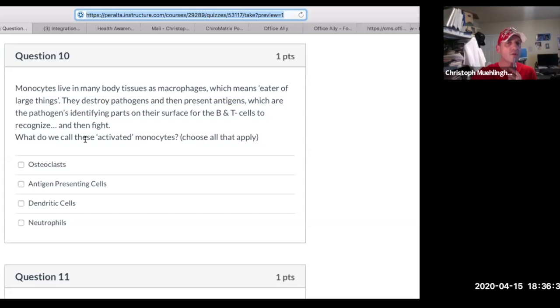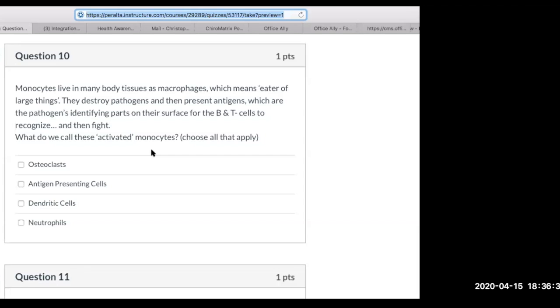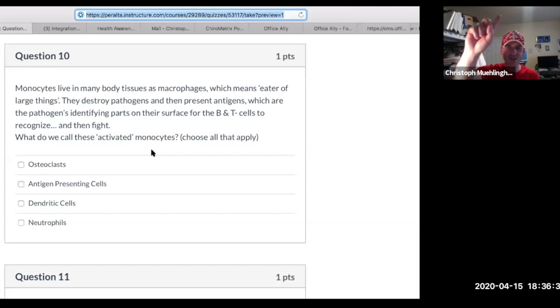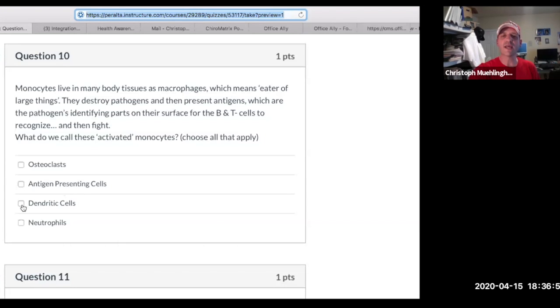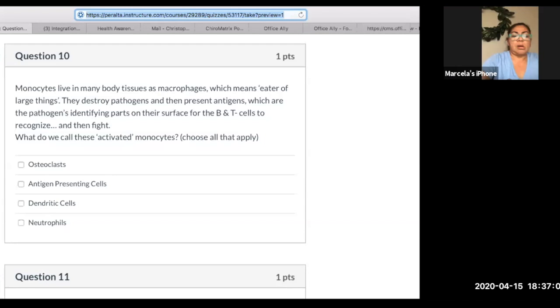What do we call those activated monocytes? Anybody that hasn't spoken yet? Shamim, I'll do it. There you go. It's the dendritic cells and the antigen presenting cells. Right. So we call those dendritic cells and antigen presenting cells. They're both the same thing. They have those two synonymous names.